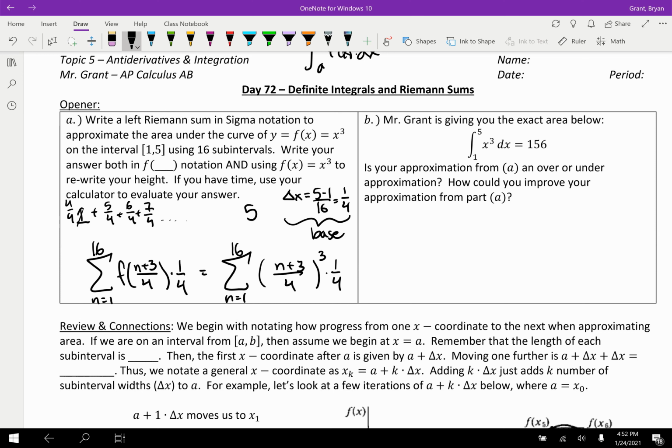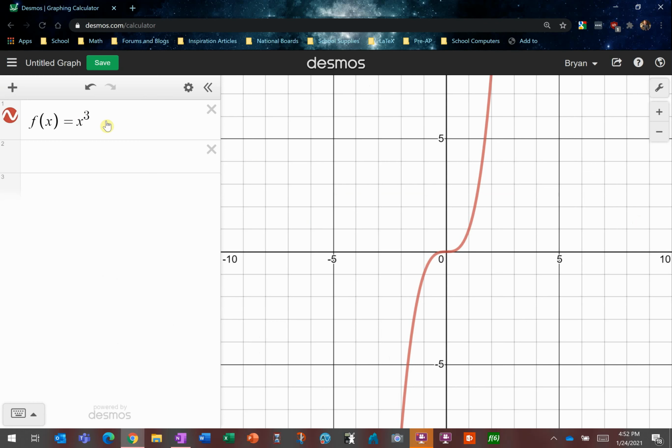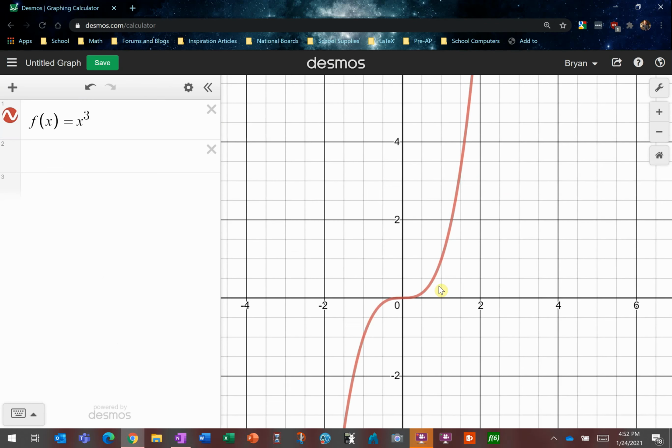Well, let's go ahead and look at the graph quickly. You guys should know what the graph of x cubed looks like, but if you don't, I do have this prepared. Hopefully, though, you realize that this is an increasing function. It goes to infinity, right? X cubed increases all the way up, and we did a left approximation. So maybe envision this is our subinterval right here.